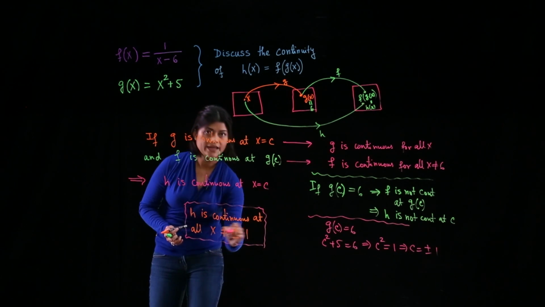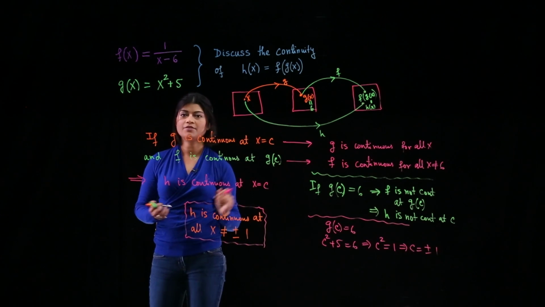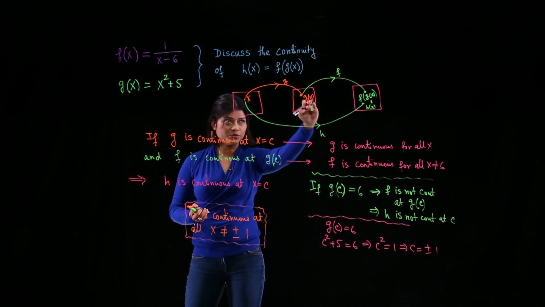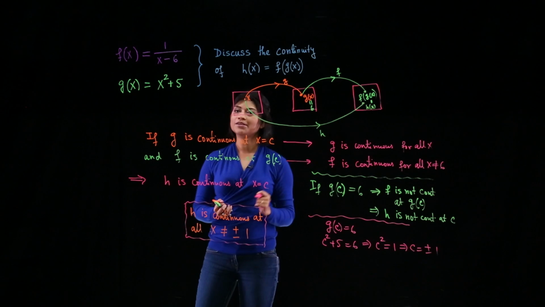So those are the two values in the domain of h where the function is not continuous. Again, because when you apply g, you get 6 and f is not continuous at 6.